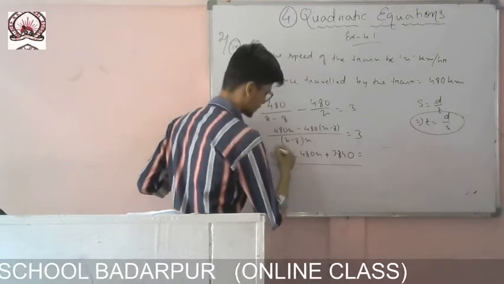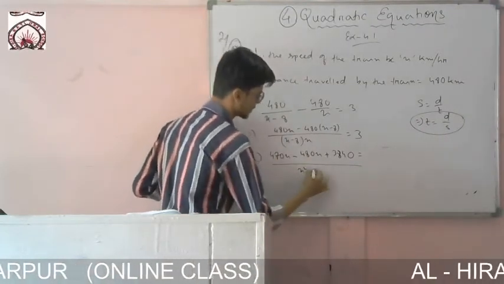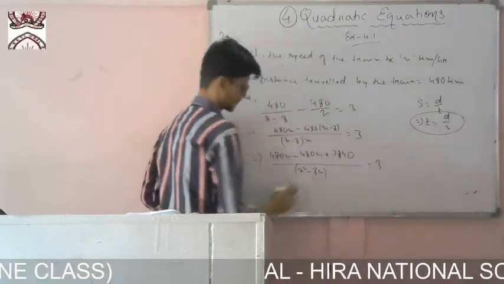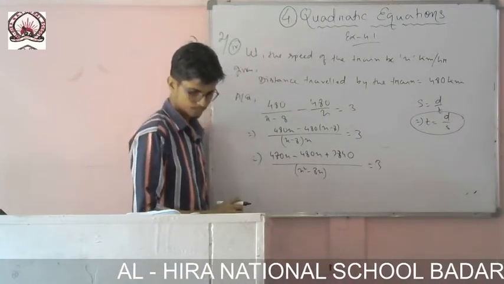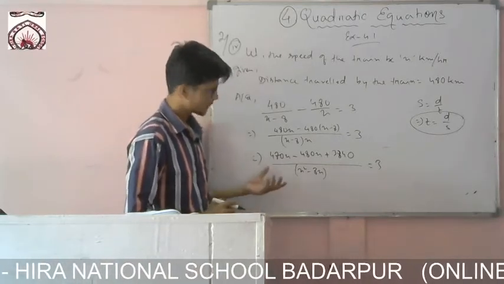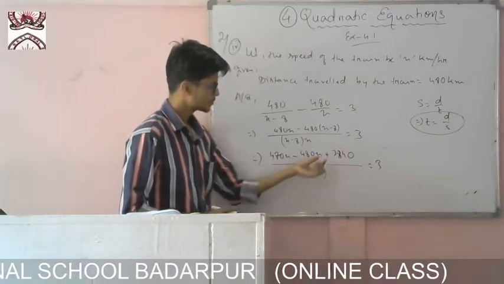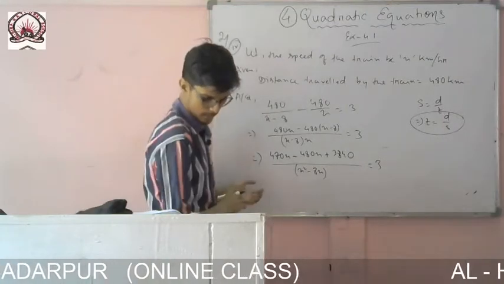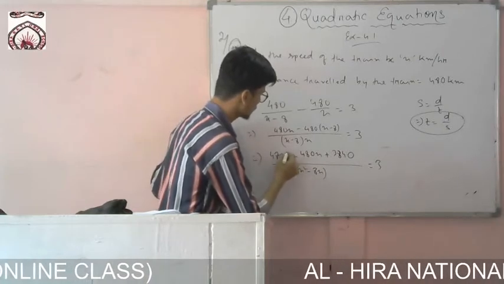If I express it, it will be x square minus x into x, x square minus 8x. It will be 3. So 480x minus 480, again x is coming. Then what happens here? This one is 3840, so it is x square minus 8, x square minus 8. This one will be cancelled.